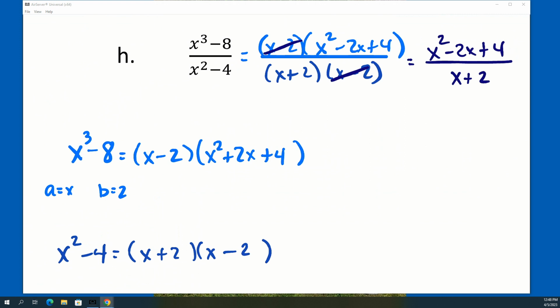This is it. And even though I know it's really tempting to try and cancel out an x or cancel out 2, you can't because they're married. The top actually is, I guess, like polygamy. There's marriage between 3 terms.